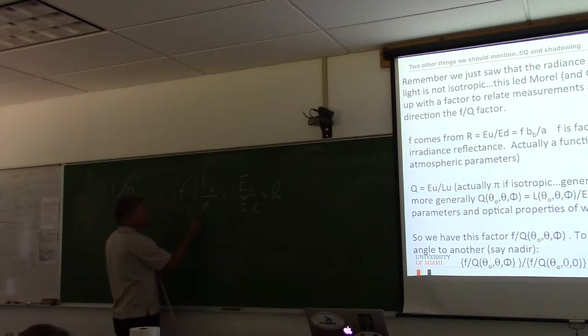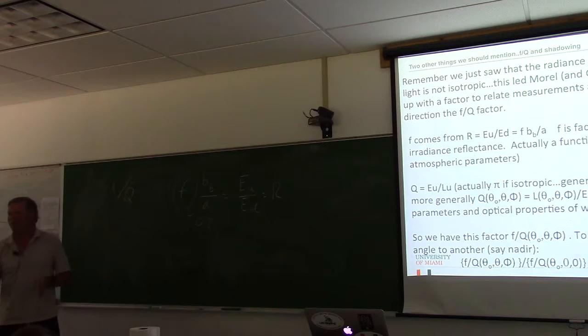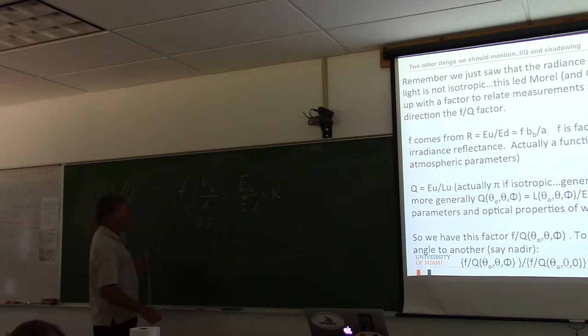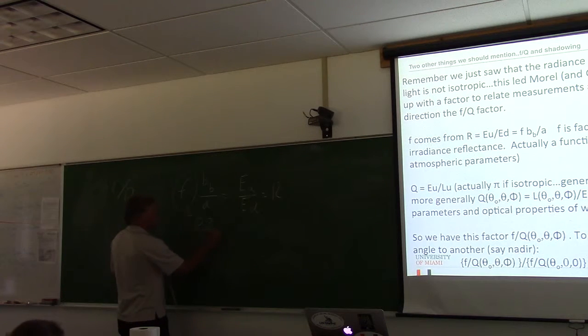F is on the order of 0.3 or so, a third, somewhere in there. It varies with all sorts of factors, solar zenith angle, and a lot of other factors, but it's about a third. Okay, so that's this F factor.